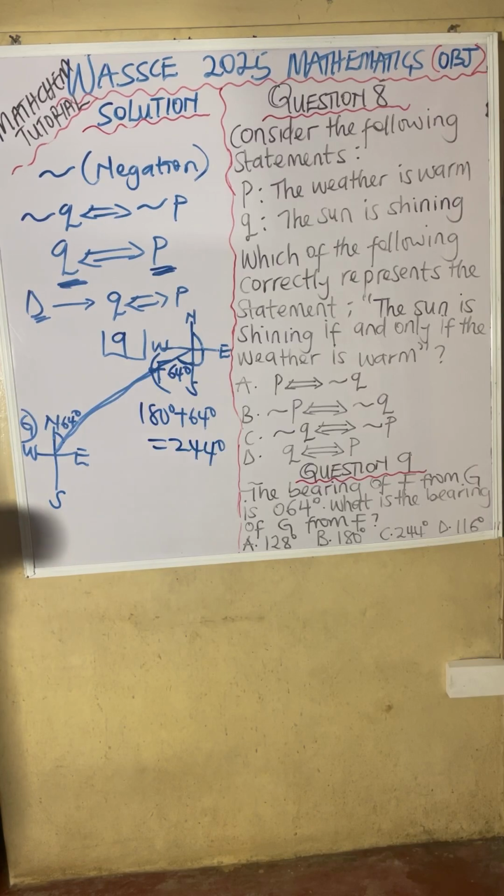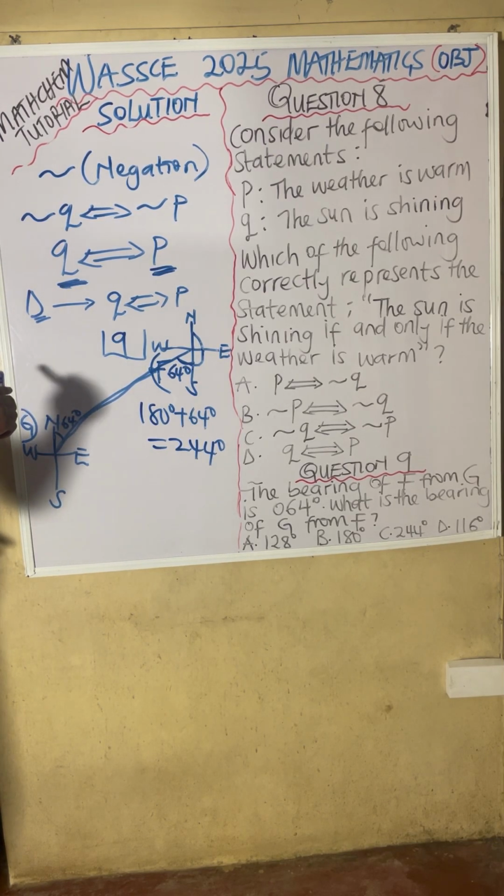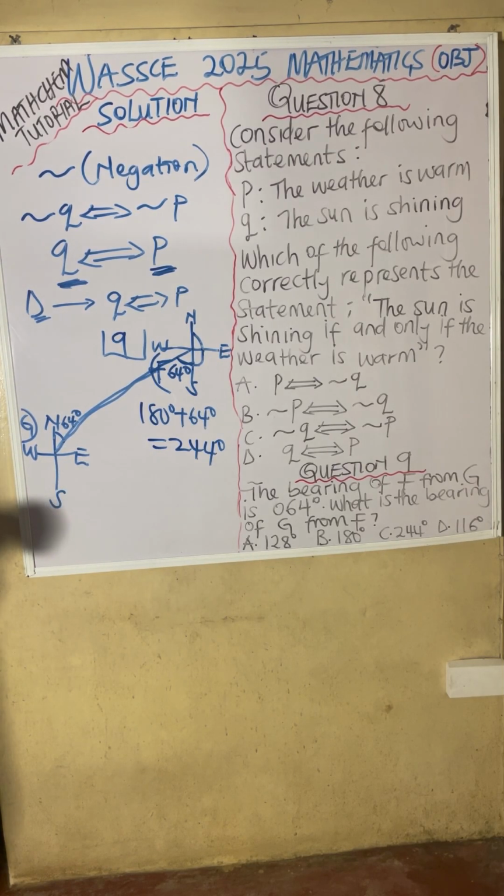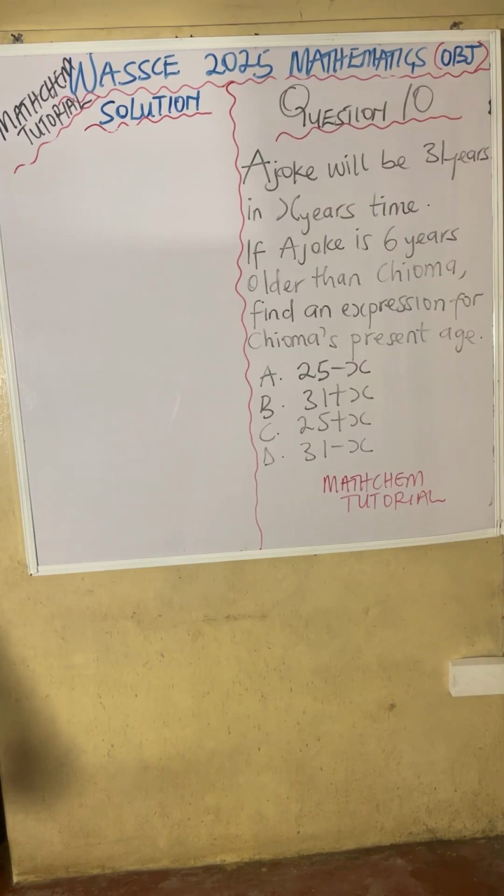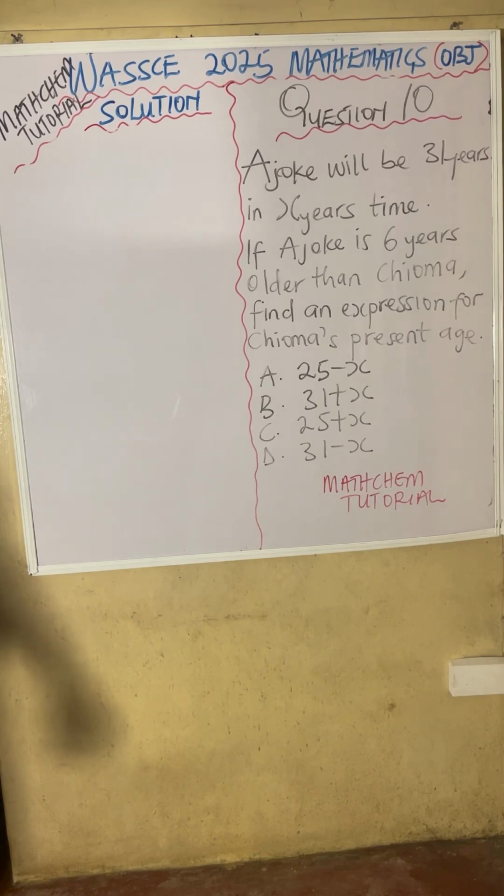So the meaning of this is that if you are standing here and facing the direction of F, you'll be given a bearing of 64, and if you go the reverse, that means the opposite direction, you'll be given 244 degree. Now this is question 10. This will be the last question for this video. In my next video, it will contain question 11 to 15, then another one 16 to 20, another one 21 to 25, and so on.